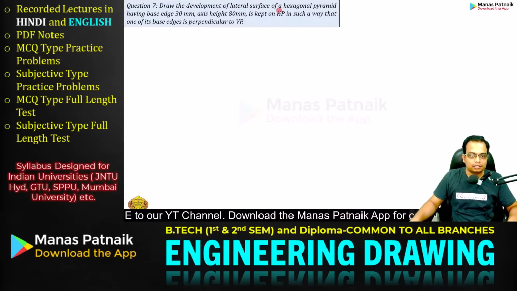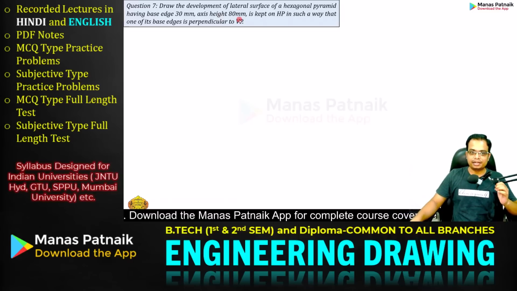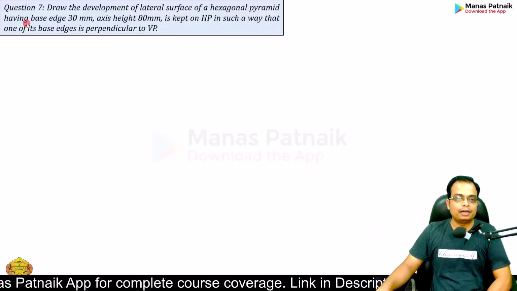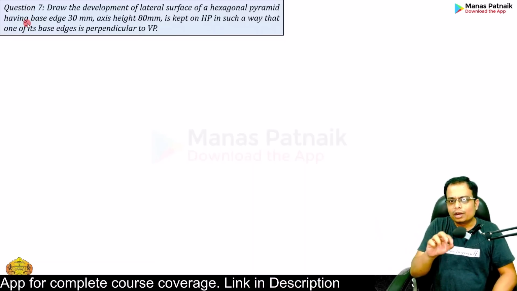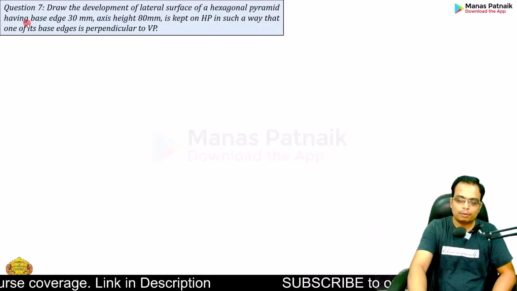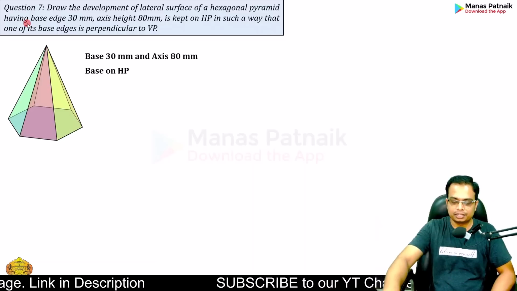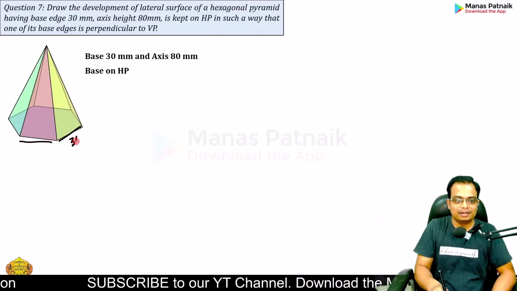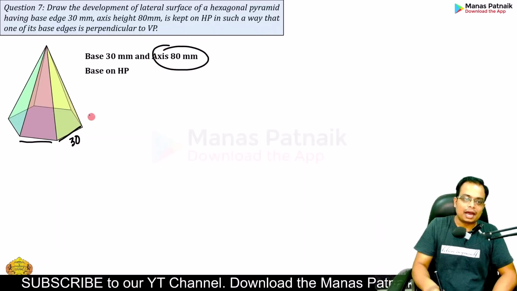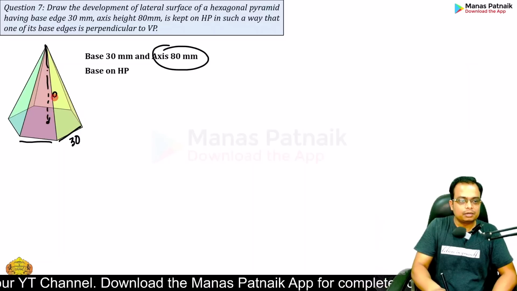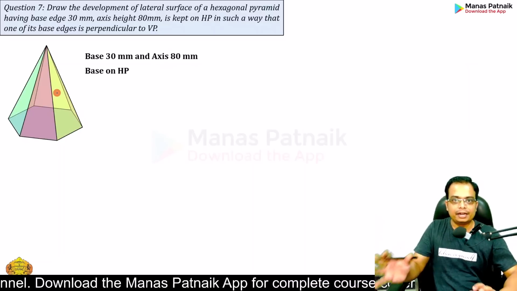Draw the development of the lateral surface of a hexagonal pyramid having base as 30 mm, axis height as 80 mm, kept on HP in such a way that one of the base edges is perpendicular to VP. Wonderful. But one of the base edges perpendicular to VP. Very well. First of all, we are talking about a hexagonal pyramid. That's the first thing. The dimensions are the base edges. All of these are 30 millimeters each. Secondly, the height of the pyramid, or let's say the length of the axis. This is equal to 80. Okay, remember 30, 80, 30, 80.